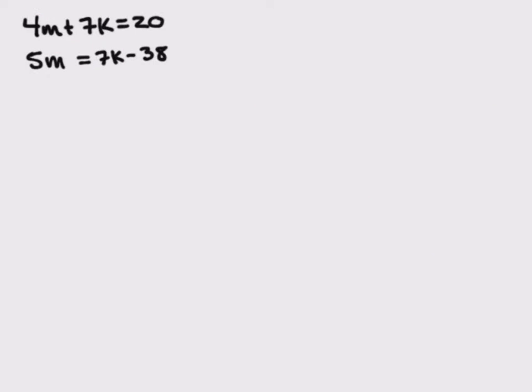Alright, let's try another. Now let's try to solve the system of equations 4m plus 7k equals 20 and 5m equals 7k minus 38. So just looking at both, I can tell right away that it's going to be really tough to graph these without doing some eyeballing on the graphing part, because there's going to be a lot of fractions whether or not we solve for m or for k. Equivalently, because solving for m or k is going to involve a lot of fractions, using the substitution method might be a little bit tedious.